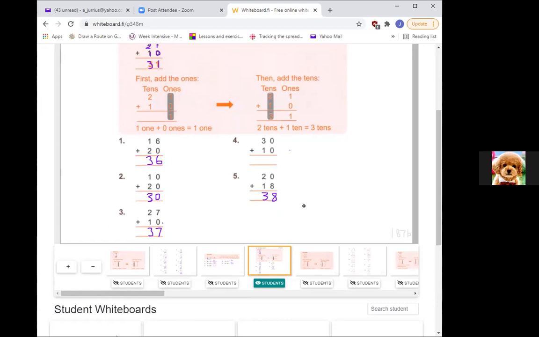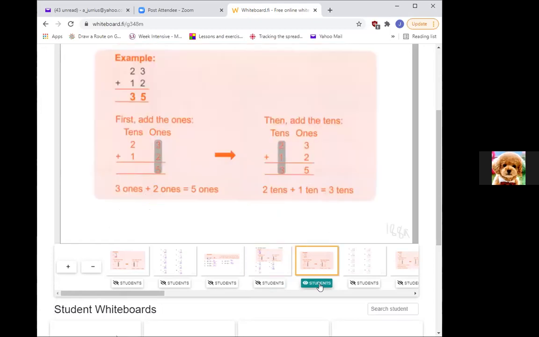30 plus 10 is 40. Very nice. Good. Okay. Can I go on to the next page, everyone? Yes, you can. Excellent. Here we are.